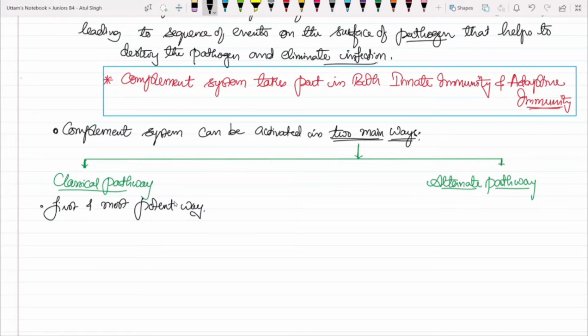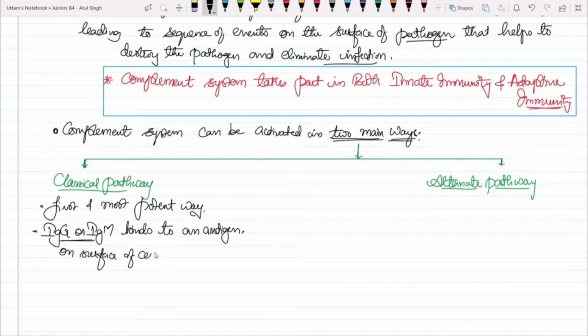Okay, so over here what happens? IgG, immunoglobulin G, or IgM. So here antibodies, these are antibodies. IgG or IgM binds to an antigen. Binds to an antigen, okay, at the surface of the cell, right? Antigen on surface of the cell. See, antigen will be present on the surface.